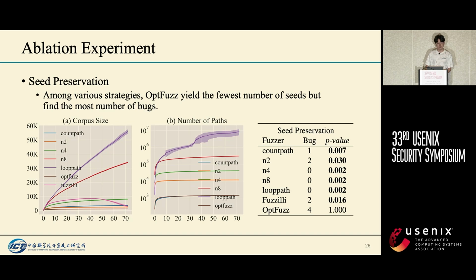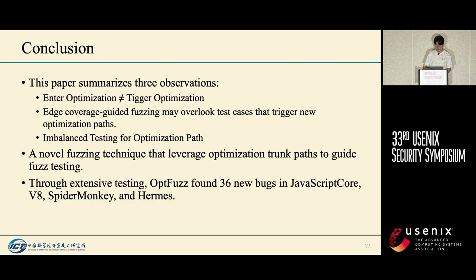To evaluate OPT path feedback, we additionally implemented some seed preservation strategies, including N2, N4, N8, and loop paths. Loop paths denotes optimization paths that do not ignore nested inner loops. As shown, there is an explosion in the number of seeds in loop paths. Among various strategies, OptFuzz yields the fewest number of seeds, but found the most number of bugs.